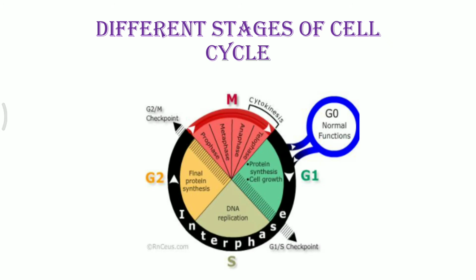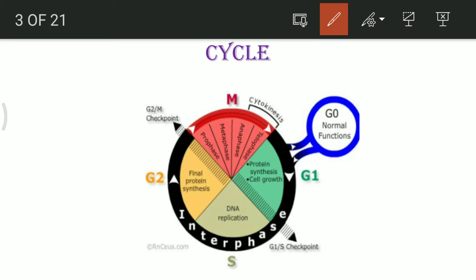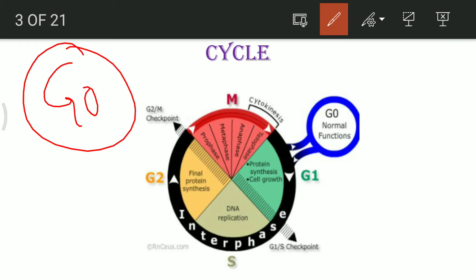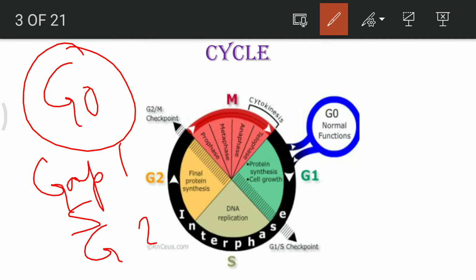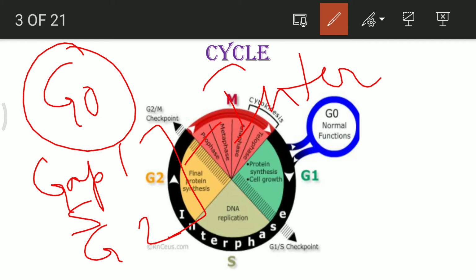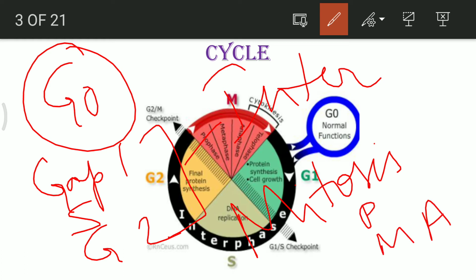Next is regarding all these different stages. We will be discussing from the G0 stage, although this is a stage which is not considered to be a stage at all. Then gap 1 phase, S phase, gap 2 phase, and these are all included in the interphase. I hope you all remember. And finally, our mitosis. Mitosis consists of all the stages of division like prophase, metaphase, anaphase, and telophase.